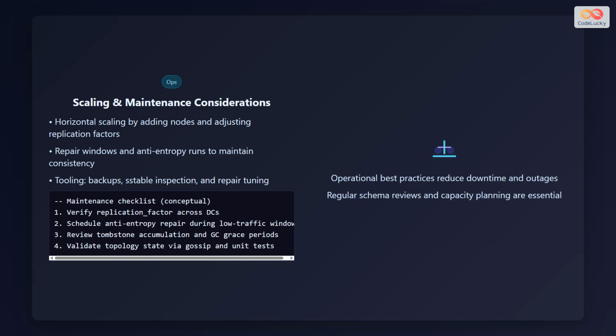Cassandra scales horizontally by adding more nodes to the cluster. You simply add a new node, and it automatically joins the cluster and receives its share of data. The replication factor can be adjusted to ensure redundancy across multiple data centers. Regular maintenance is important to keep Cassandra healthy. This includes running repair operations during low traffic periods to maintain consistency. You need to monitor tombstones, which are markers for deleted data, and manage compaction strategies to balance read and write performance. Tools are available for backing up data, inspecting SSTables, and tuning repair parameters.